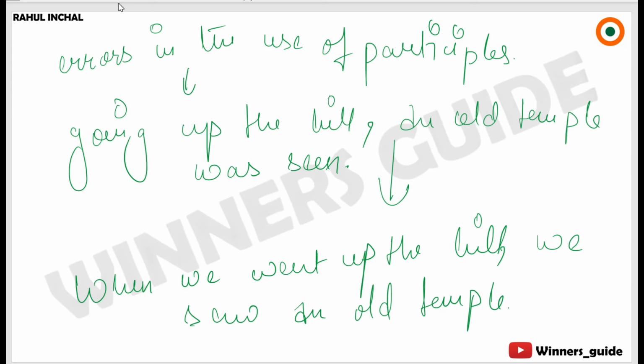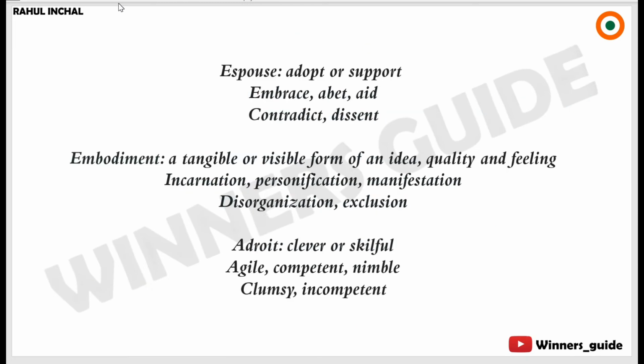Now, I came up with 5 amazing words the other day, so I thought I'd share them with you. The very first word we have here is espouse: adopt or support. Synonyms: embrace, abet, aid. Antonyms: contradict, dissent. The next word is embodiment: a tangible or visible form of an idea, quality, or feeling. Synonyms: incarnation, personification, manifestation.